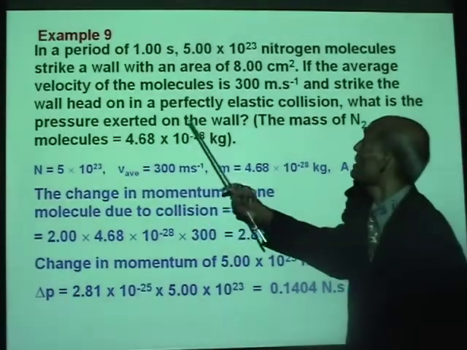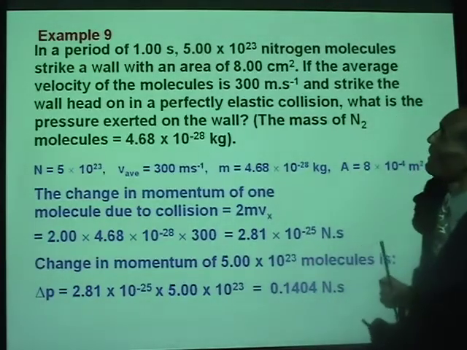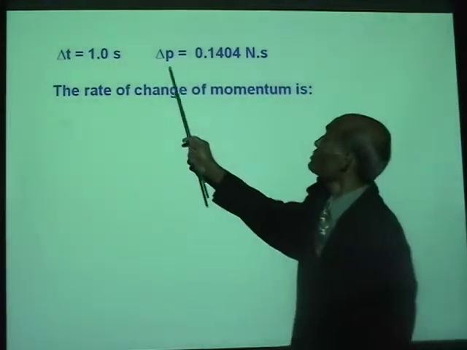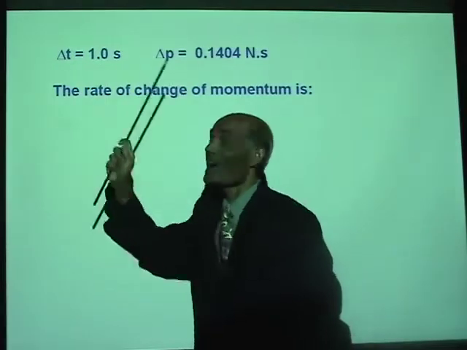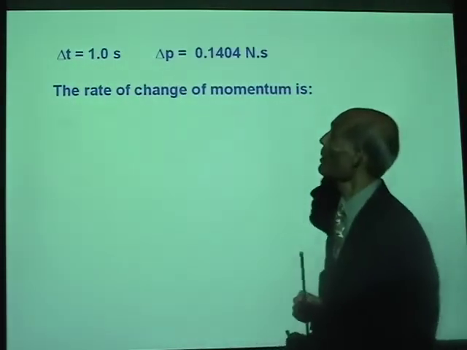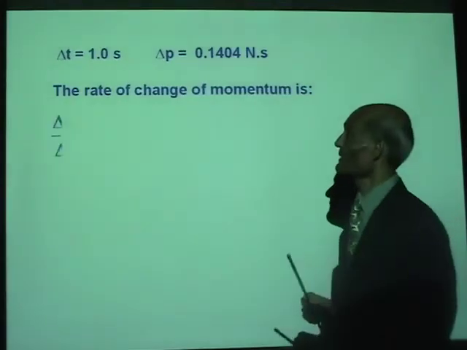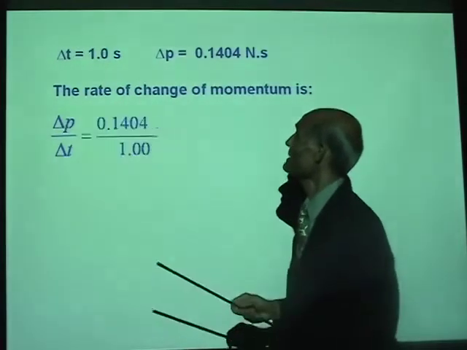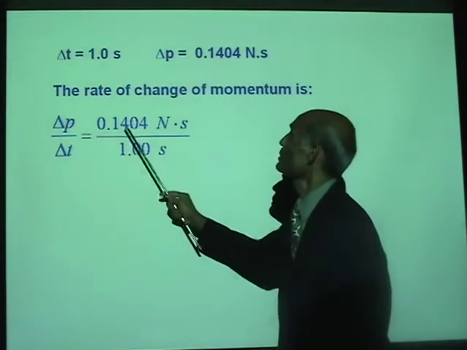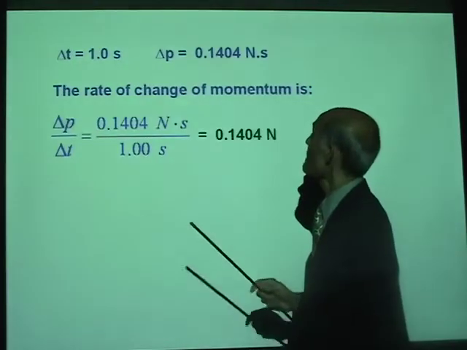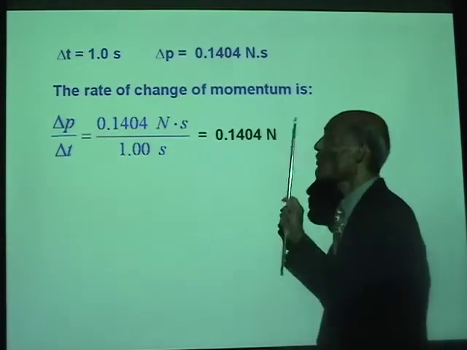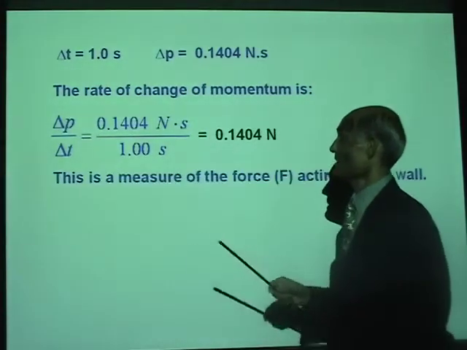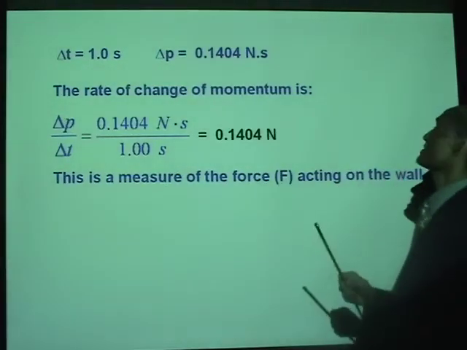What is it that we're looking for? What is the pressure exerted on the wall? What is the definition of pressure? Well, the rate of change of momentum. This change in momentum occurred during a time 1 second. Therefore, what is the rate of change of momentum? It is delta P divided by delta T. This divided by that, and you can see the second and second go. Therefore, the rate of change of momentum is 0.1404 Newton. Rate of change of momentum is a measure of the force. Now, this is a measure of the force acting on the wall.